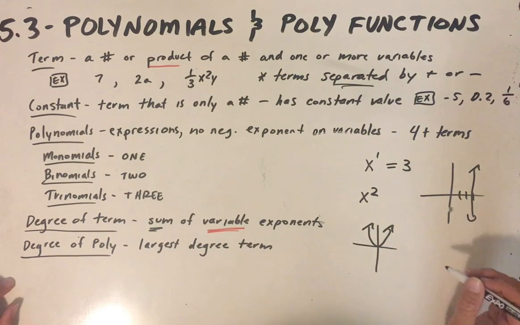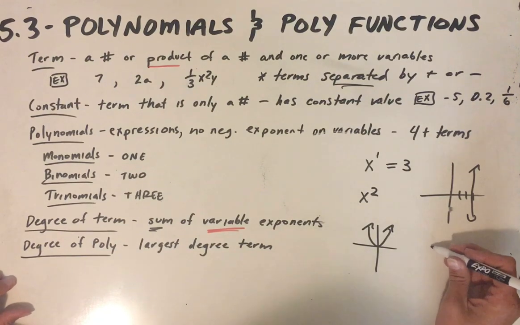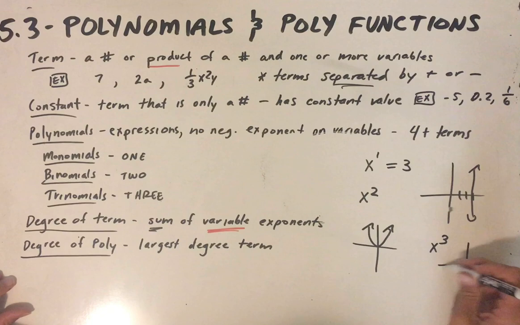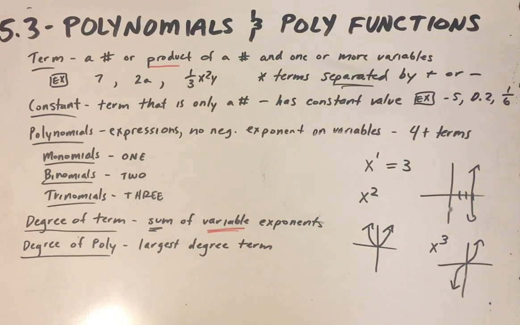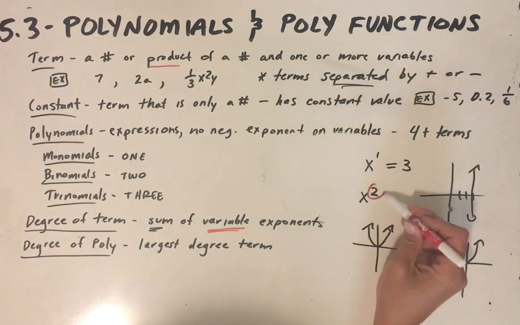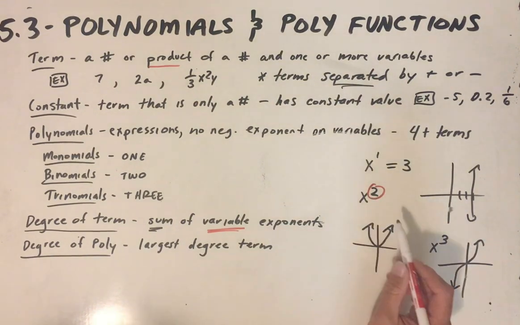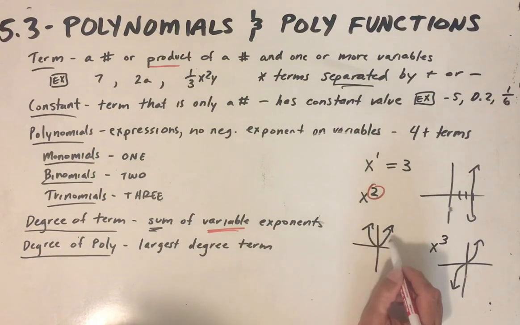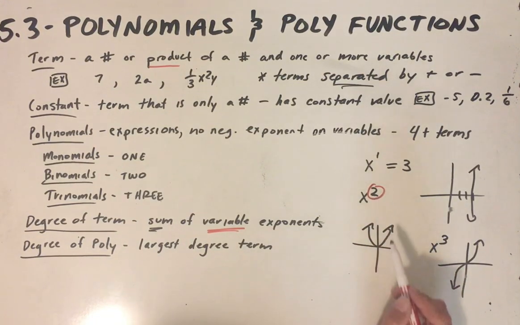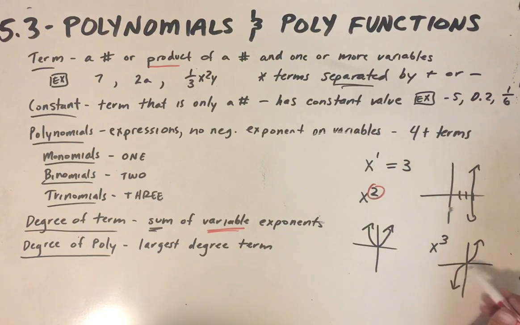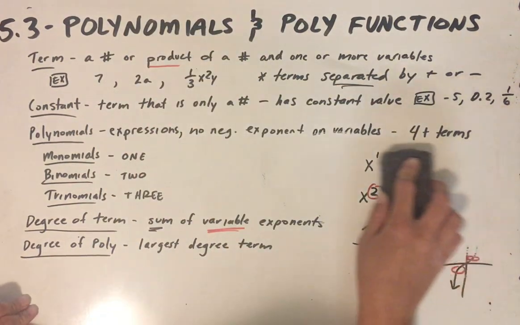Okay, and if I have x cubed, it is going to go and turn twice. So what's the point of this? Well, if you take the degree of the polynomial, the graph will have one less turn than the highest degree. So this has a degree of 2, it has 1 turn. This has a degree of 3, it has 2 turns. Okay, so this will come in handy in the future.